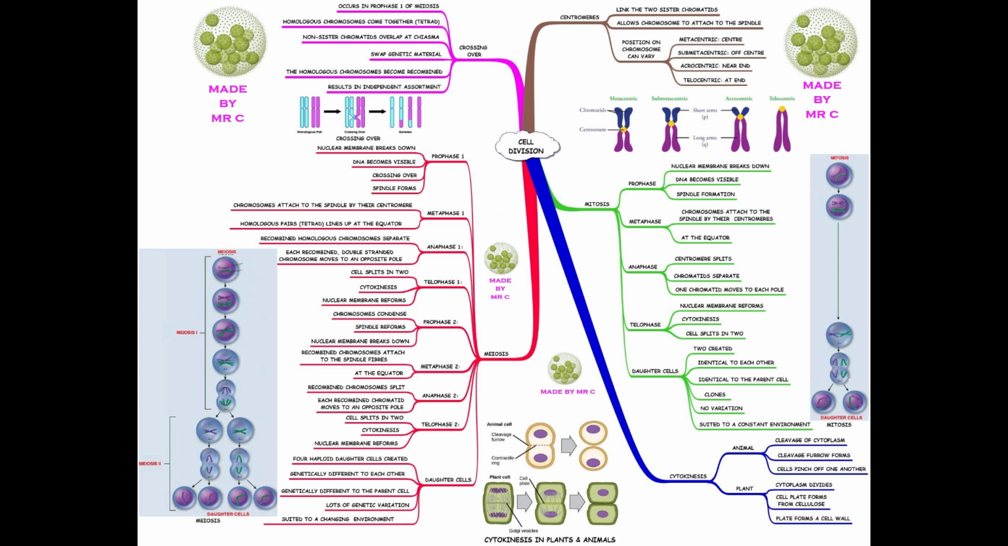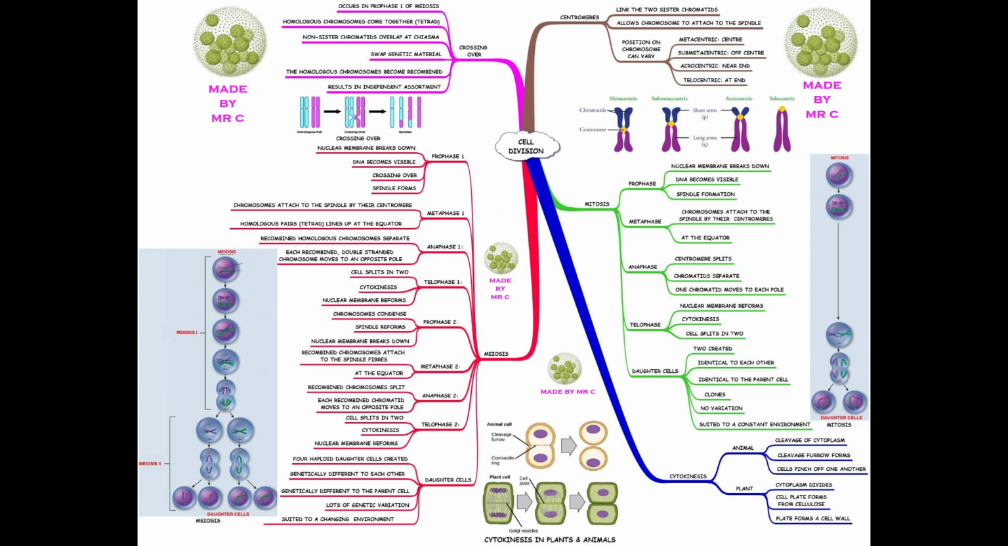In telophase 2, the cell splits in two during the process of cytokinesis, and a new nuclear membrane reforms around the DNA. This creates 4 daughter cells, and all the daughter cells are haploid. All of the daughter cells are genetically different to each other and to the parent cell.